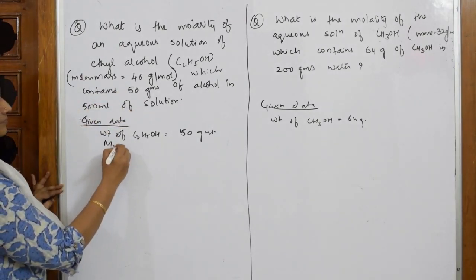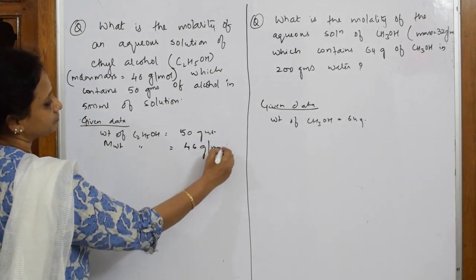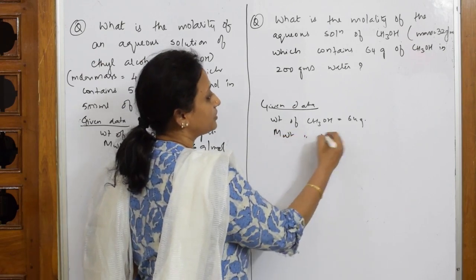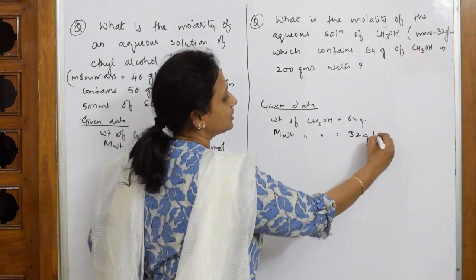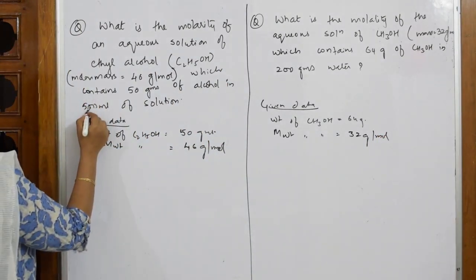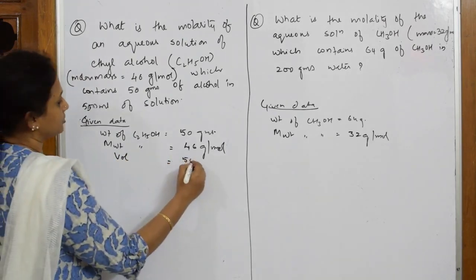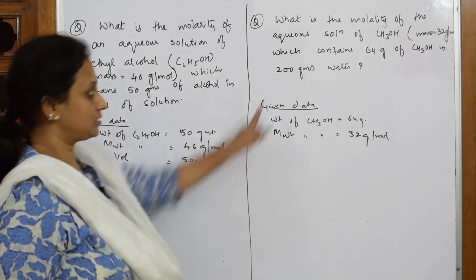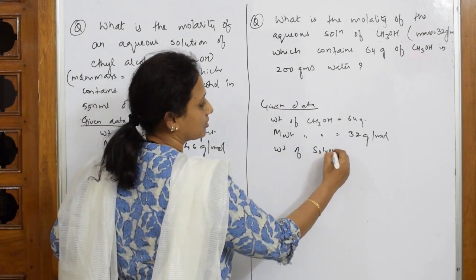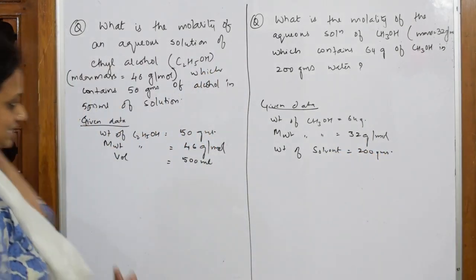What else is given? The molar mass of ethanol is given, 46 gram per mole. The molecular weight of methanol is given, 32 gram per mole. What else is given? Volume is given here because it is molarity. The volume of the solution is 500 ml. Here the weight of solvent given is 200 grams. Simple, I'll just make it easy for you all.